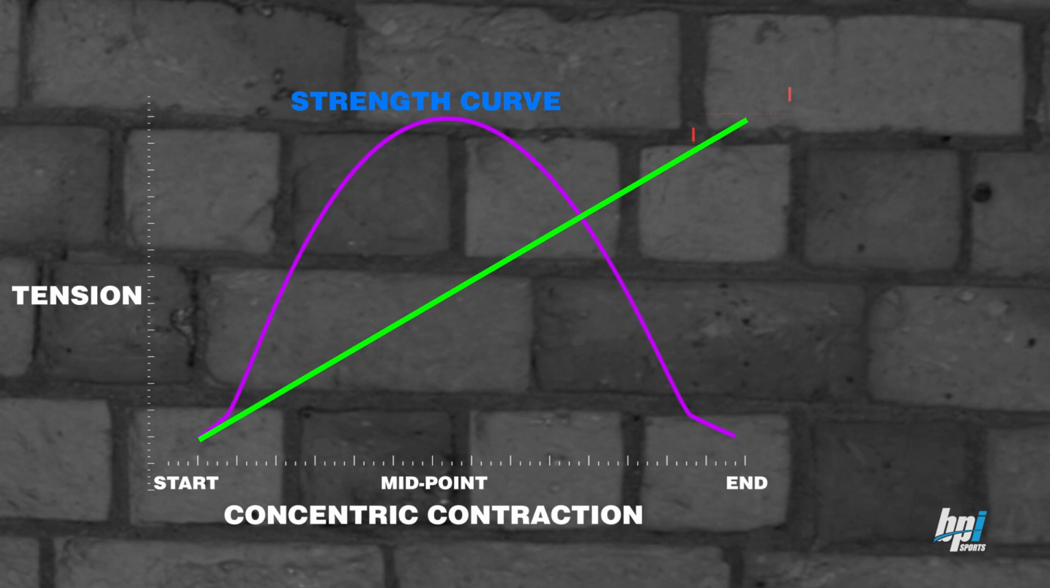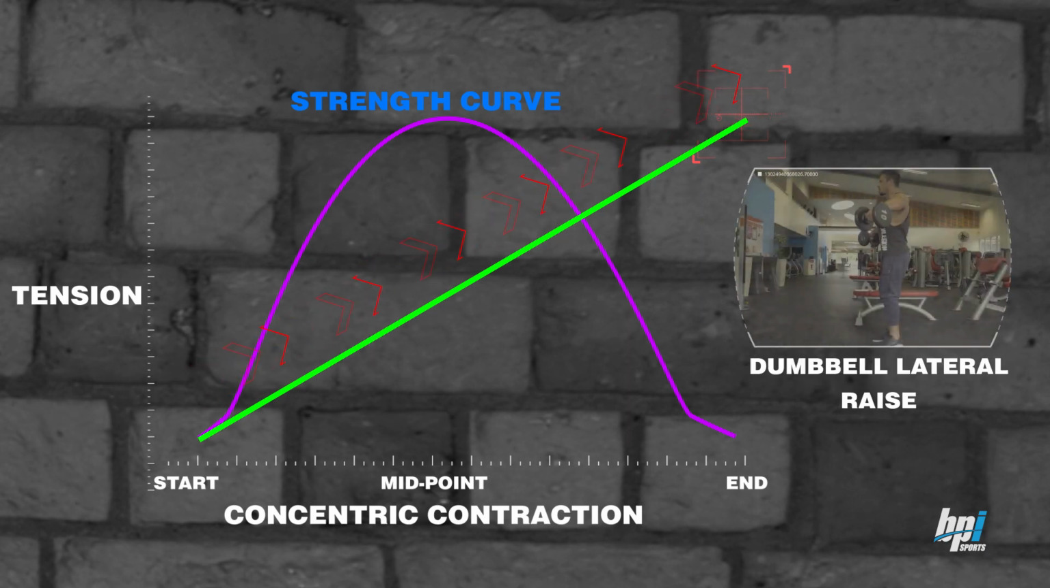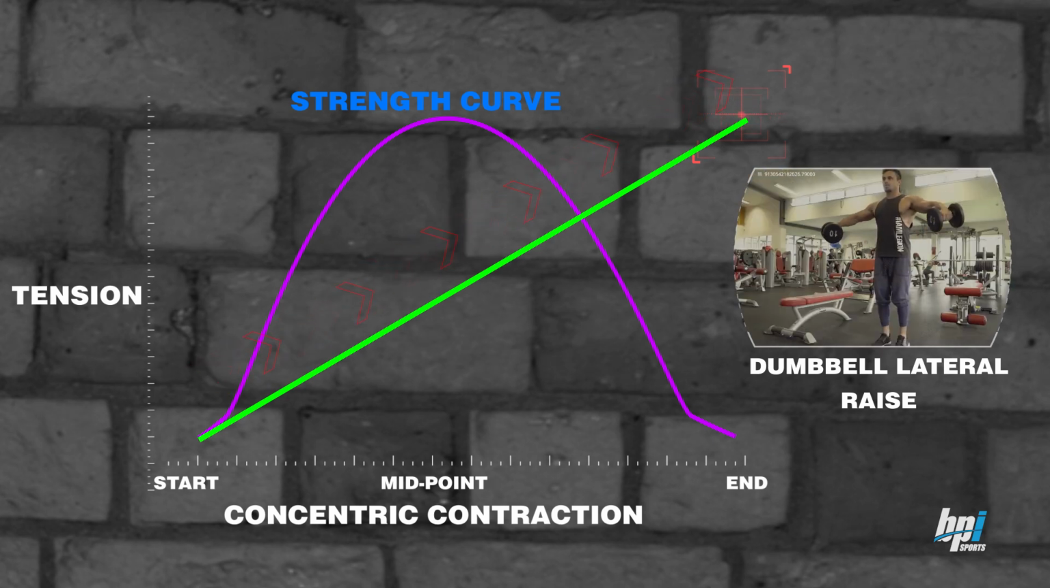Linear descending strength curve is the last of the most common strength curves. This is where the weight gets harder to lift as you get closer to the completion of the range of motion. Dumbbell lateral raises are a good example of this, where the difficulty is highest at the top of the concentric movement.